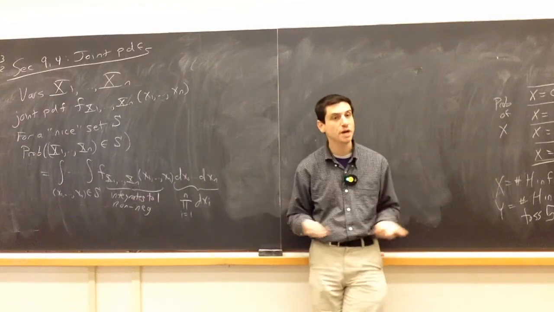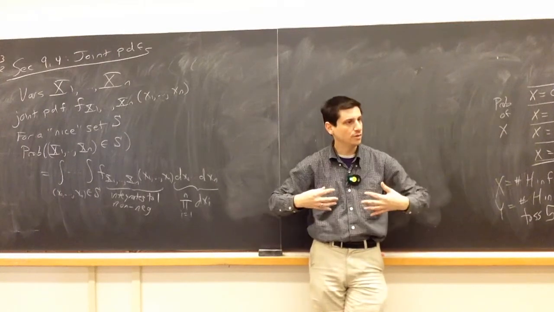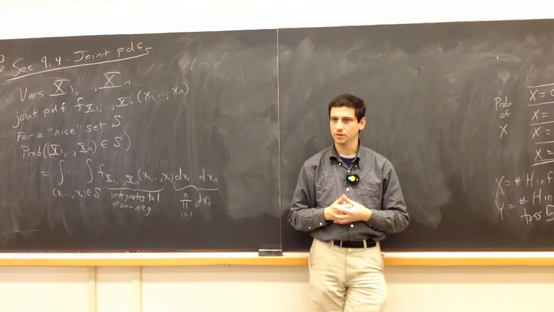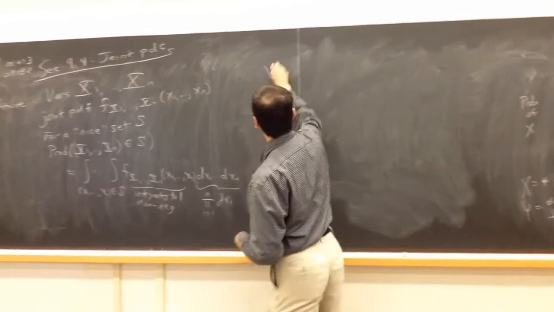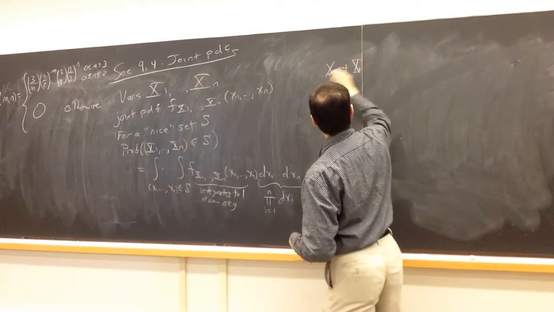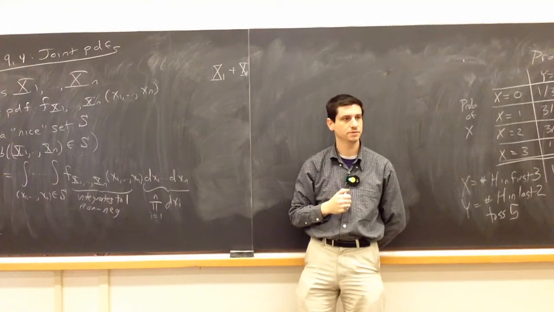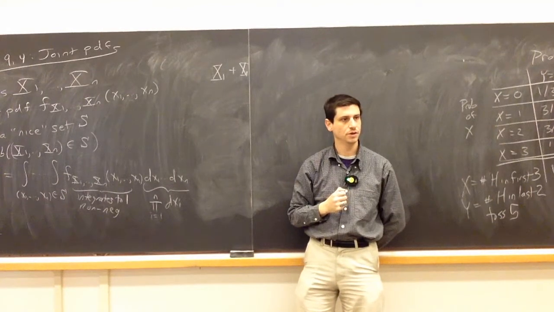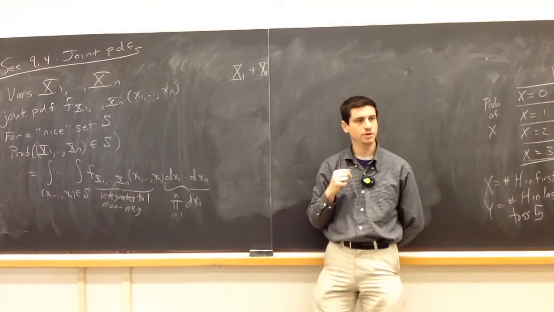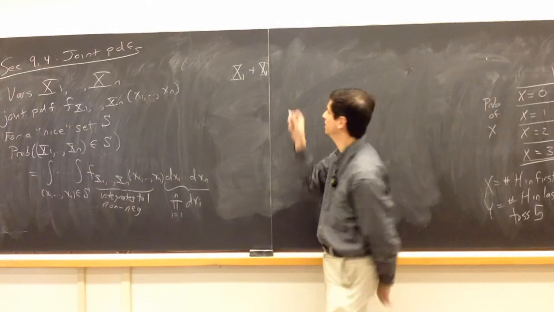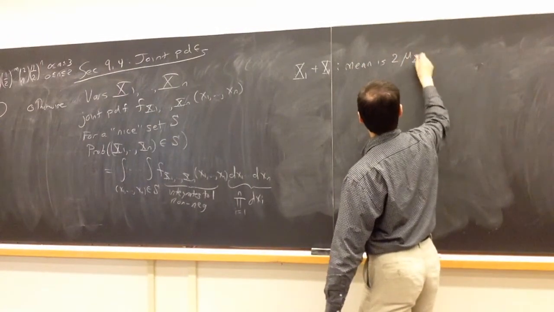So the mean of a sum should be the sum of the means. That basically, they should all go together. What if they're dependent? What if I have x1 plus x1? What should the mean of that be? It should just be the mean of x1. Yeah, just the mean of x1. Oh, times 2. So the mean is 2 times the mean of x1.